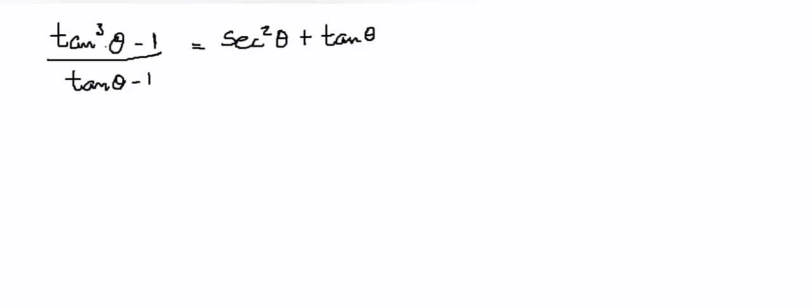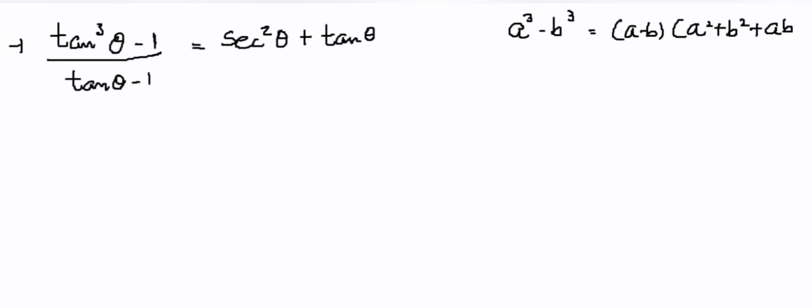We have the question here, tan cube theta minus 1 upon tan theta minus 1 equals sec square theta plus tan theta. We need to prove this. Now you can see here we can use the formula of a cube minus b cube. So we know that a cube minus b cube formula is, in one bracket I will have a minus b, in another bracket I will have a square plus b square plus ab. So in place of a we have tan theta and in place of b we have 1.